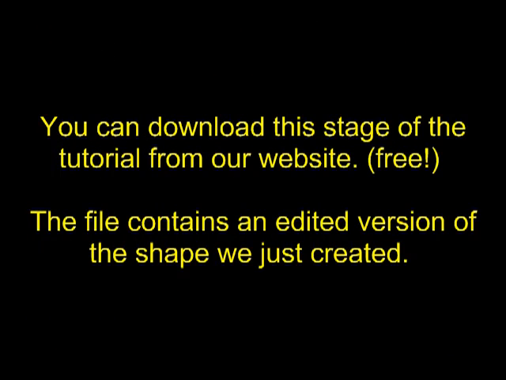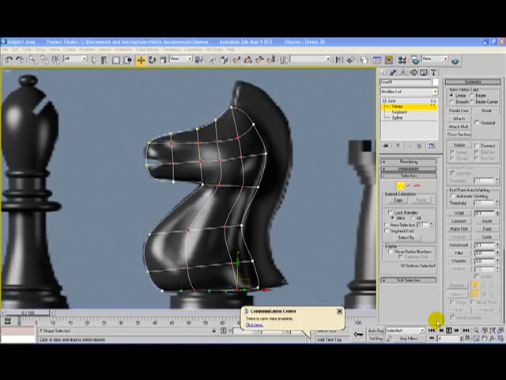You can download this stage of the tutorial from our website, free of charge. The file contains an edited version of the shape we just created. What we're going to do now is refine this shape a little bit so it looks more like a horse or knight.